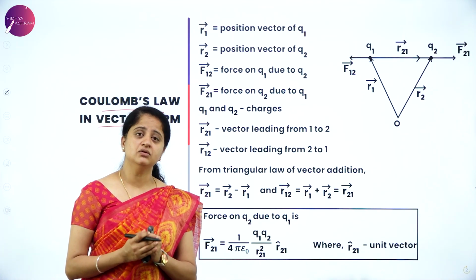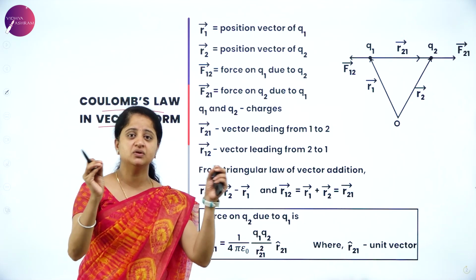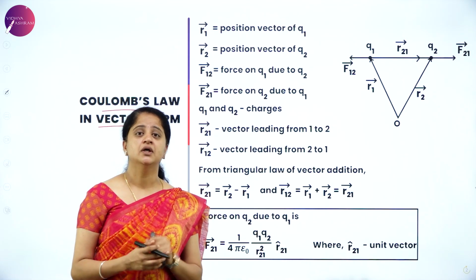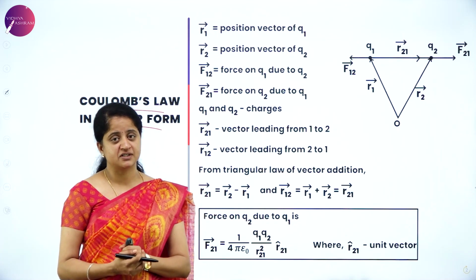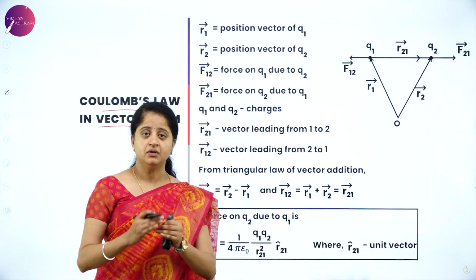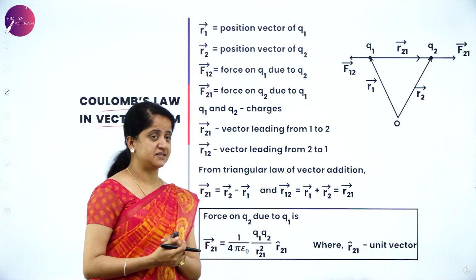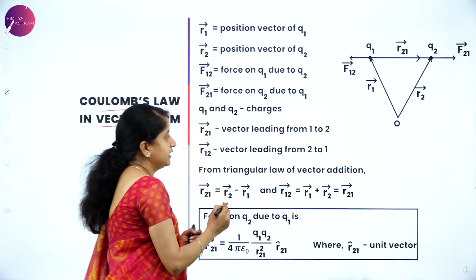We all know that Coulomb's Law states that the force between two charges is directly proportional to the product of the magnitudes of the two charges, and it is inversely proportional to the square of the distance between them. Now, in vector form, how to represent it? So, here you can observe the diagram.